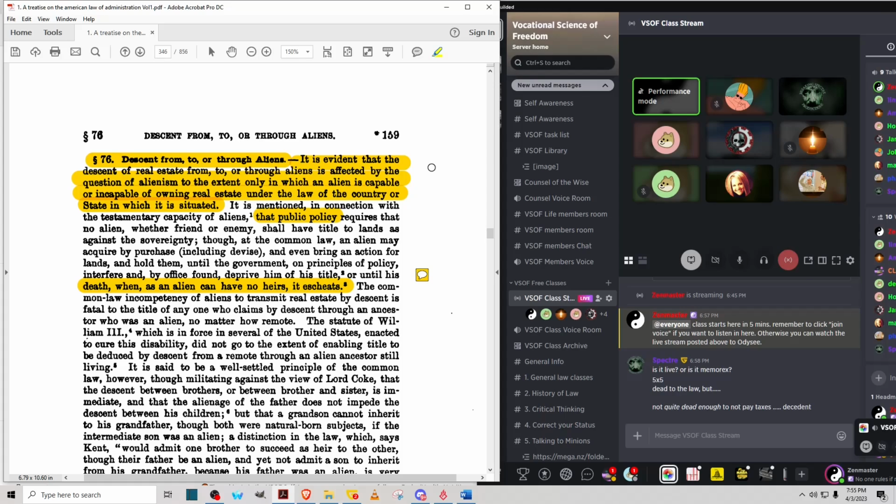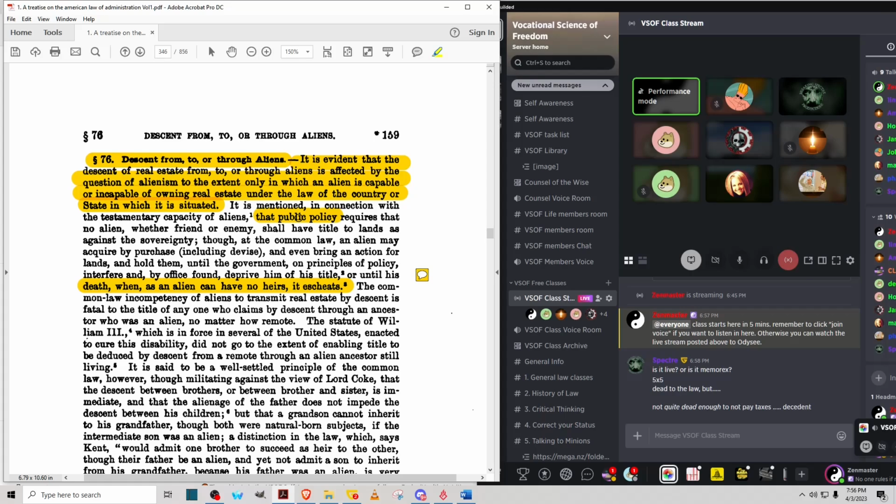Okay, so from through aliens is affected by the question of alienism, to the extent of which the alien is capable or incapable of owning real estate under the laws of the country or state in which it is situated. So when they have this public policy under statutes, acts, ordinances, and codes that aliens may not do this or aliens may not do that, so on and so forth.